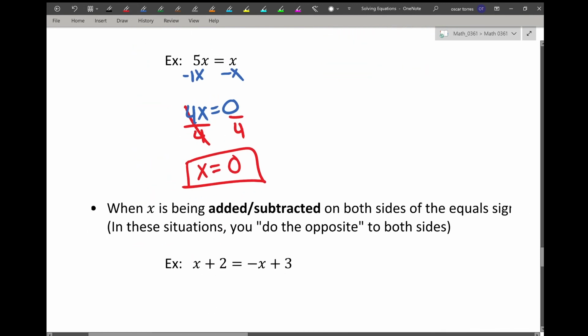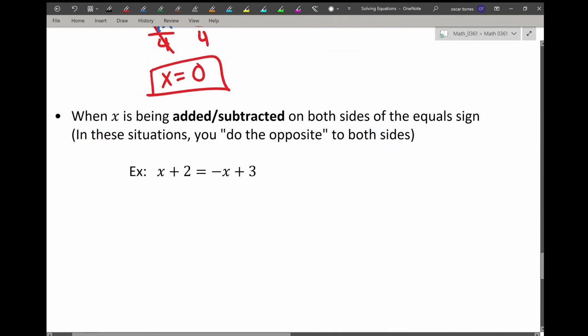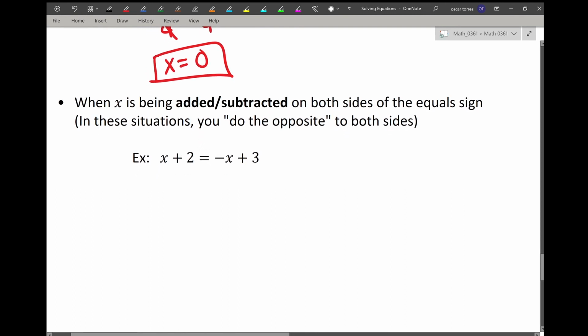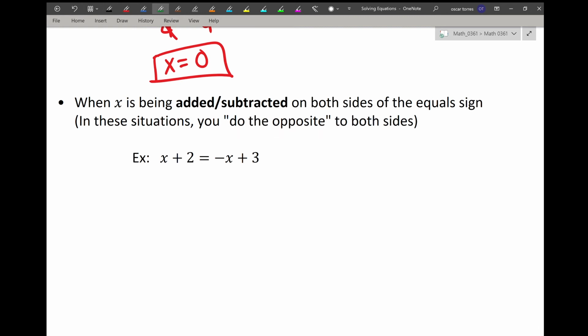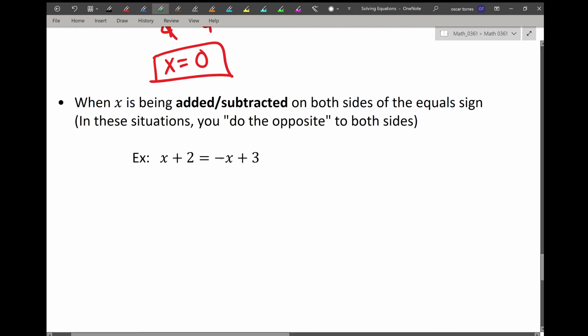Okay, so I believe this is the last set of problems that I have. And this is a situation in which x is being added or subtracted on both sides of the equal sign. So in this case, you see an equal sign and we see an x on both the left side and the right hand side. So in these situations, you want to do the opposite to both sides. You want to look at each side of the problem and then just move the numbers around by doing the opposites.